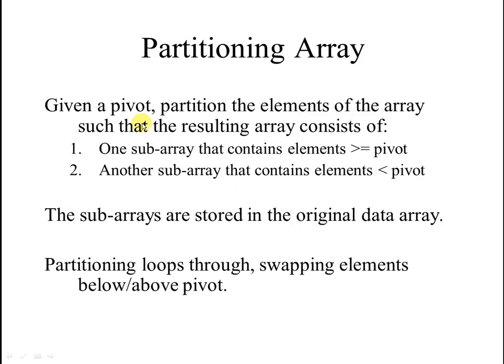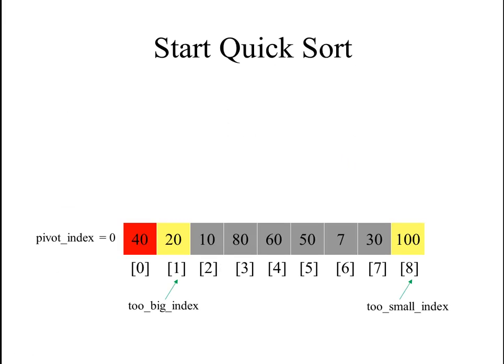Now given a pivot, we will partition the elements of the array such that the resulting array consists of one sub-array that contains elements less than or equal to the pivot and another with elements greater than the pivot. So let us check out. Okay. So what we will do is that we will mark this as the pivot element with a pivot index equal to 0.